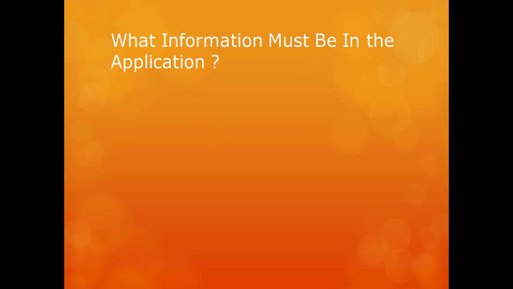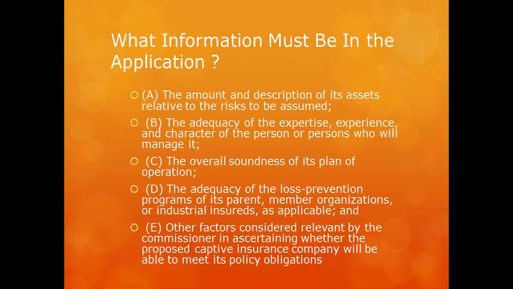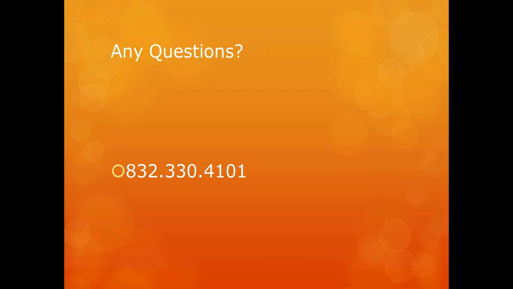Now finally, here's the information that must be in the application. The amount and description of assets relative to the risks to be assumed, the adequacy of the expertise, experience, and character of the people or persons who will run or manage the captive, the soundness of its operation plans, and the adequacy of any loss prevention programs. All this information is contained in the feasibility study. That's one of the reasons why it's so important. Basically, the insurance commissioner wants to make sure that the captive has a sound plan of operations before it begins.